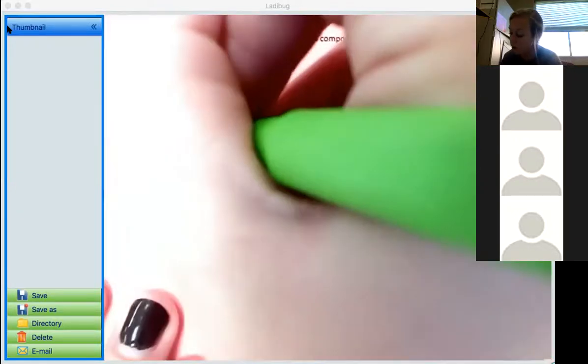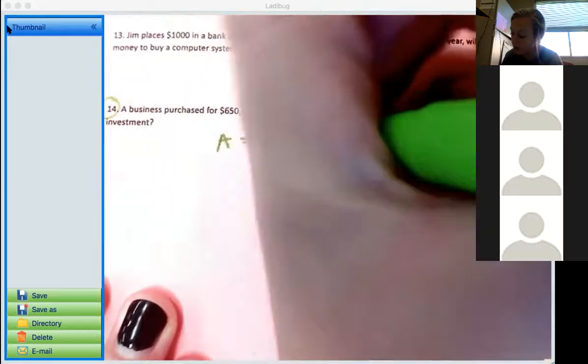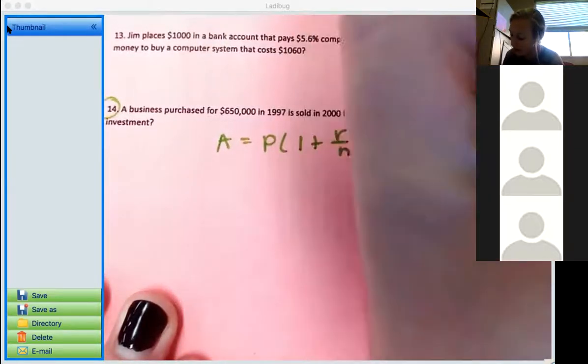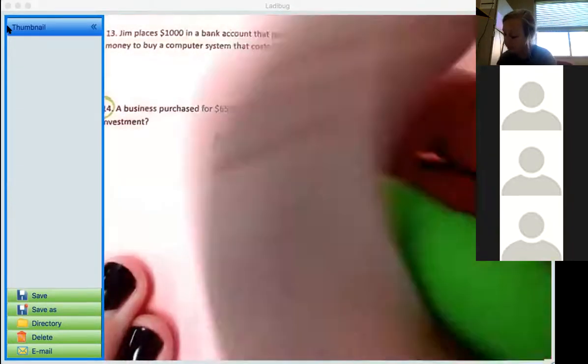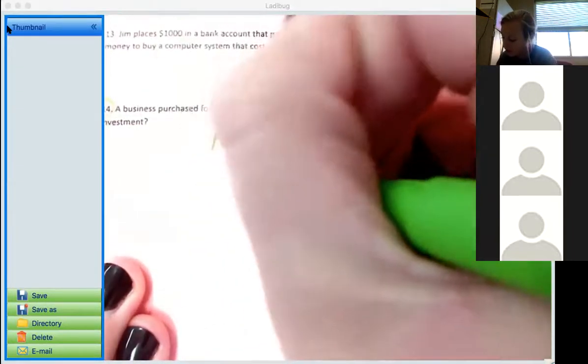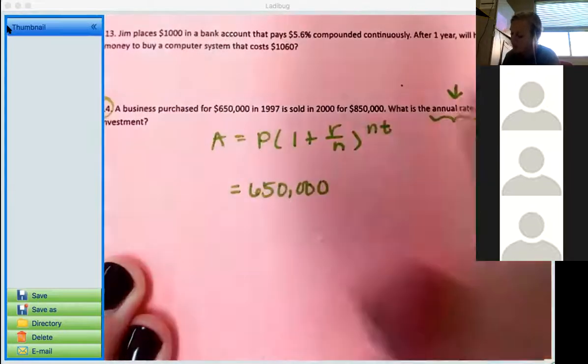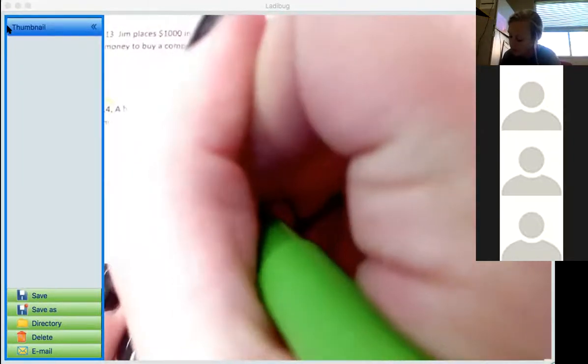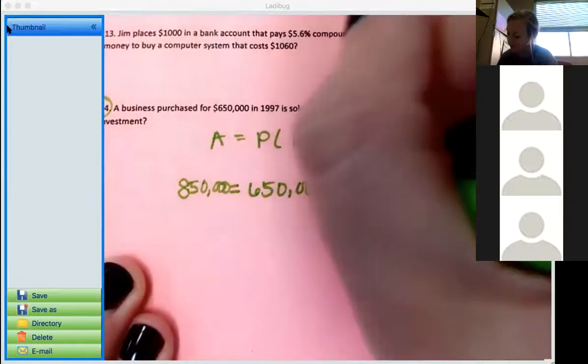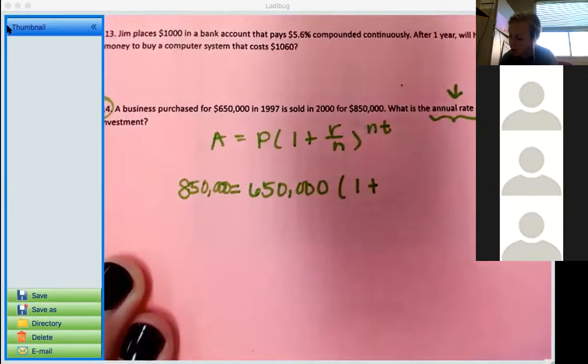So you should have used A equals P times (1 plus R over N) raised to the NT. If it says annual rate of return, that means they're compounding it annually each year. All right. So the business was purchased for $650,000. That's the initial. We sold it for $850,000. My rate, we don't know.